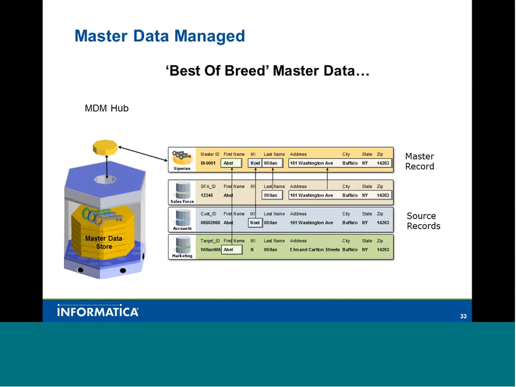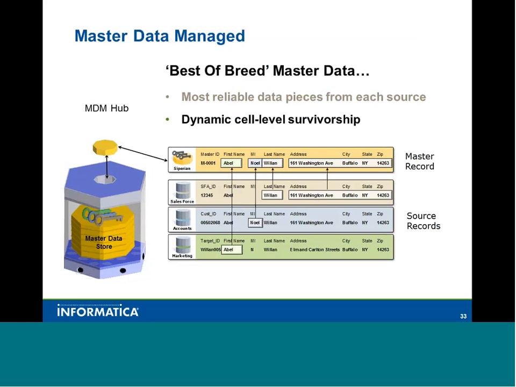Here's another example of the master record. The reason we got to this is based on everything we've seen today. This is the most reliable data on which we can make our decisions. And there's a dynamic cell-level survivorship. As you can see, each and every cell has been ported from a different source system. And as I've mentioned before, we do maintain all the cross-reference keys, so we can always source it back to which system it came from.